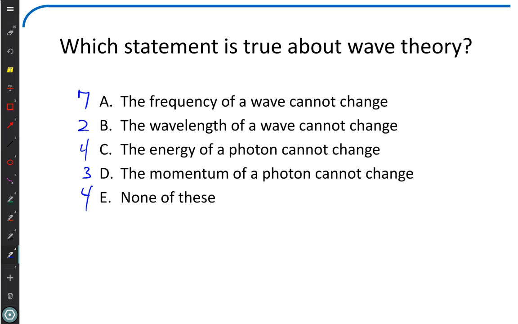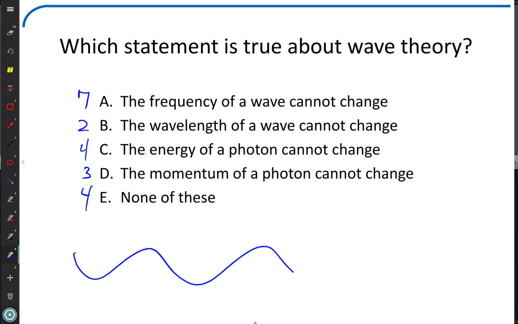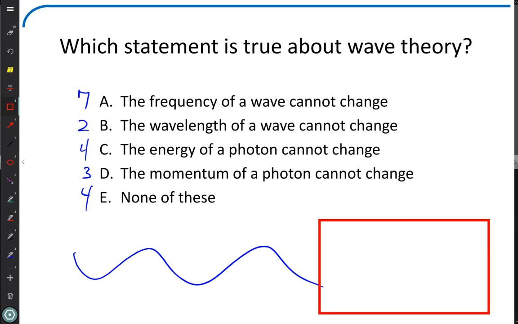So let's talk about this. The wave theory of light says that light is a wave. And what happens to that wave if you go from one material into another material? So it's going to go into this material that's in the red box. What happens to the wave according to the wave theory? Okay, what's the first thing that changes? The speed. That's what you said, right? Okay, so the speed is going to change.